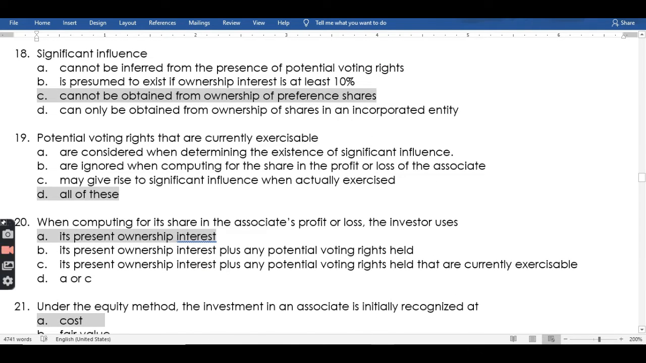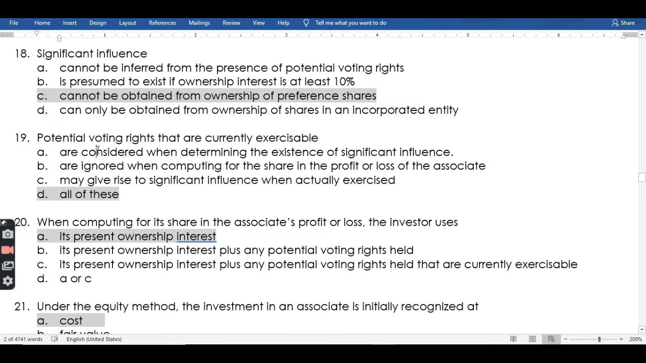So, number 18, ano ang sagot natin dyan? Significant influence cannot be inferred from the presence of potential voting rights. Di ba sinabi natin kahit potential pwedeng magamit? Letter B is presumed to exist if ownership interest is at least 10%. Mali din yan. Letter C cannot be obtained from ownership of preference shares. Tama. Okay, so letter C ang sagot natin dyan. Letter D can only be obtained from ownership of an incorporated entity. Mali na. Diba sabi nga natin kahit unincorporated pwede pa rin.